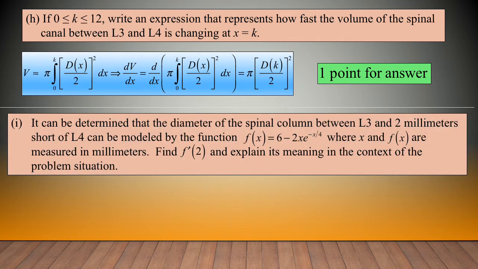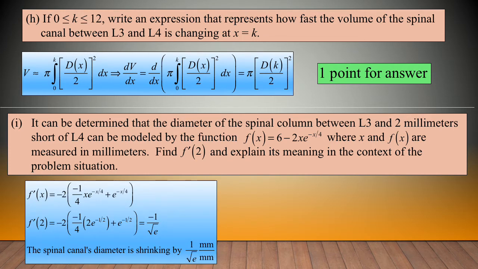I reads, it can be determined that the diameter of the spinal column between L3 and 2 millimeters short of L4 can be modeled by the function f of x equals 6 minus 2x e to the negative x over 4, where x and f of x are measured in millimeters. Find f prime of 2 and explain its meaning in the context of the problem situation.